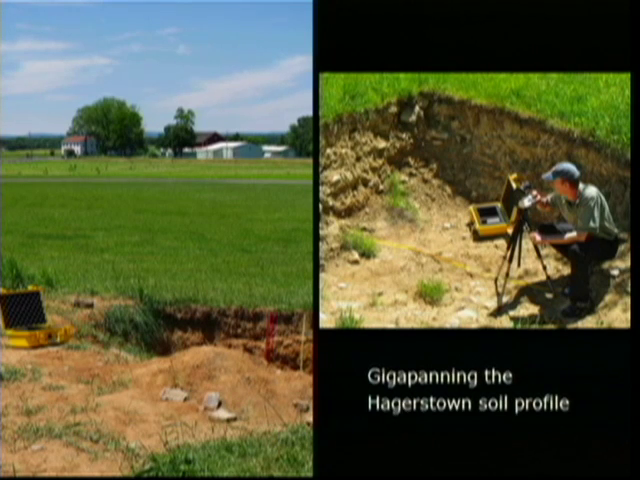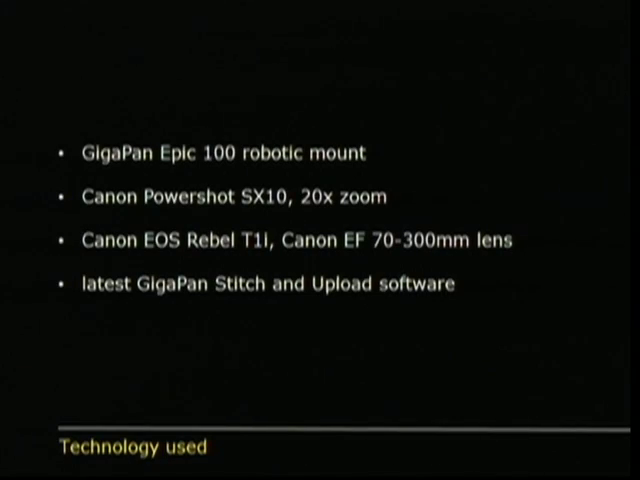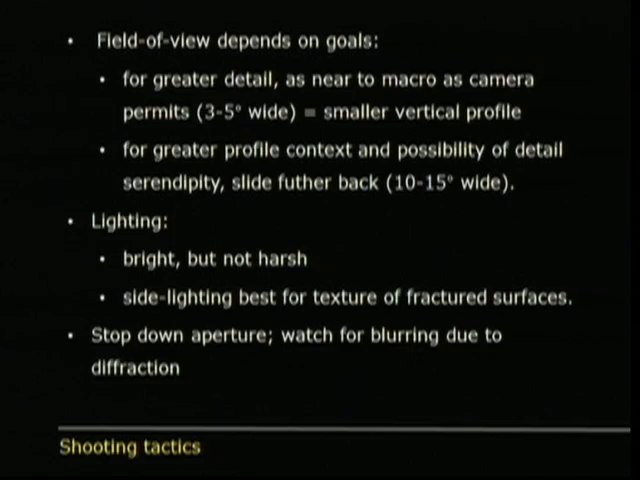So here we are, stuck in, I think this is the Hagerstown soil pit on the experimental farm at Penn State University, getting a feel for how close, how far we can get, the shape of the pits, the technology we used. We have the Gigapan Epic 100, lovely little machine. Highly recommend them. I'm not being paid to say that. A Canon PowerShot, the SX10. Again, a nice little camera. It really zooms in far. Rick has the Canon EOS Rebel T1i that we're getting much more comfortable with. And of course, we use the latest Gigapan stitch and upload software.